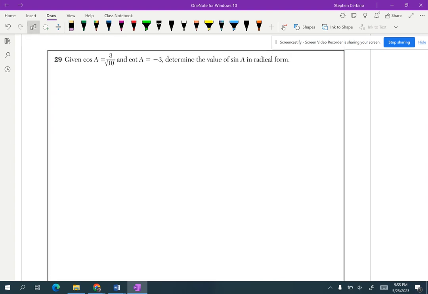Number 29 is a good trigonometry question. It's a real true test that you actually know what's going on regarding trigonometry. So it tells us a cosine value and it tells us it's positive. So we know that cosine is positive. And it tells us a cotangent value that's negative. So we know that tangent and its reciprocal are negative. So when we go to the ASTC thing, we know we're talking about quadrant 4, where we have positive cosine and negative tangent. So we're going to draw a quadrant 4 triangle.